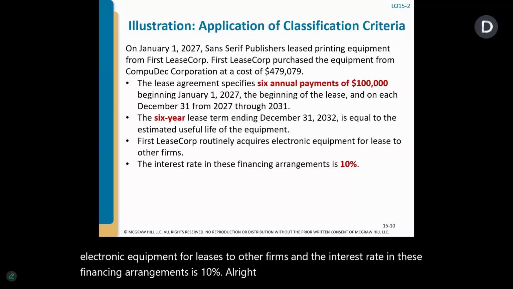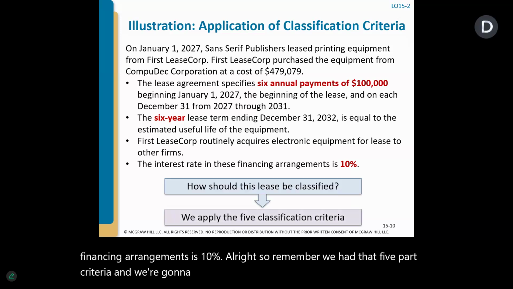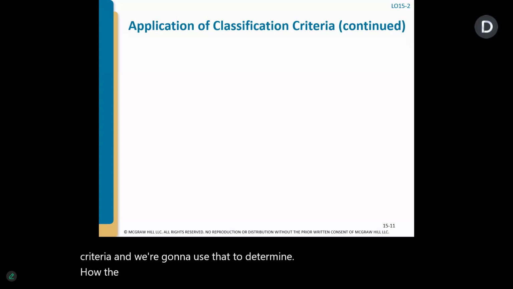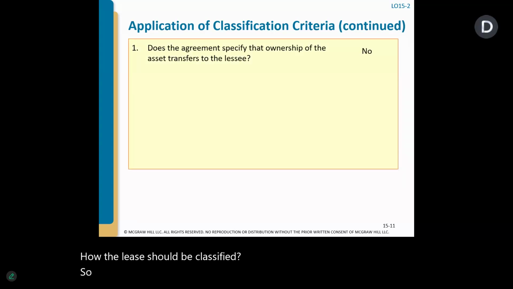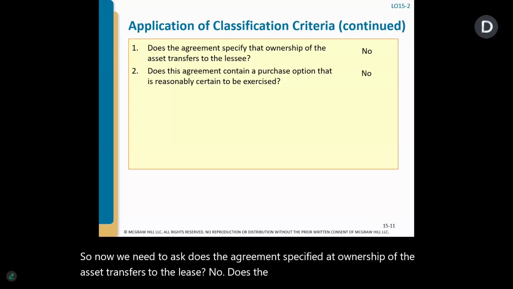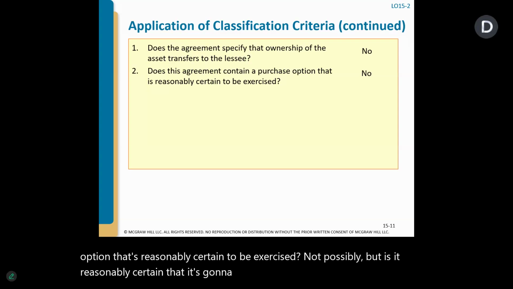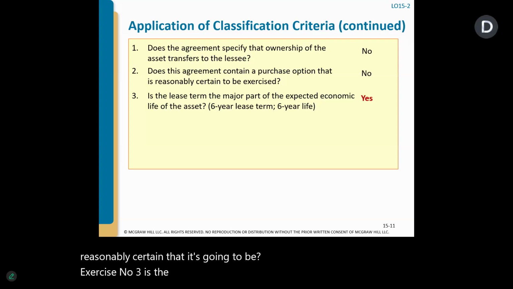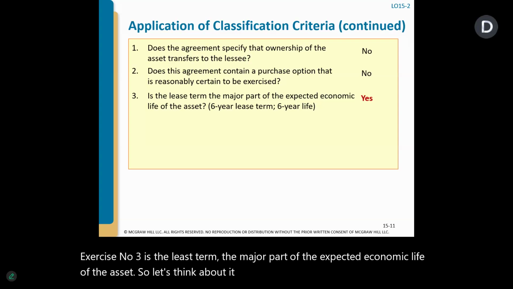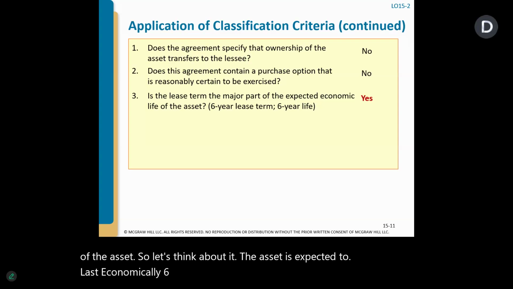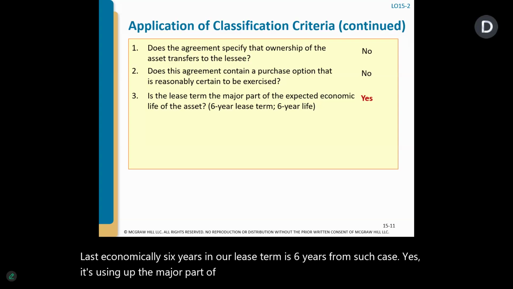All right, so remember, we had that 5-part criteria, and we're going to use that to determine how the lease should be classified. So now we need to ask, does the agreement specify that ownership of the asset transfers to the lessee? No. Does the agreement contain a purchase option that's reasonably certain to be exercised? Not possibly, but is it reasonably certain that it's going to be exercised? No. Third, is the lease term the major part of the expected economic life of the asset? So let's think about it. The asset is expected to last economically 6 years, and our lease term is 6 years. So in such case, yes, it's using up the major part of the expected economic life of the asset.